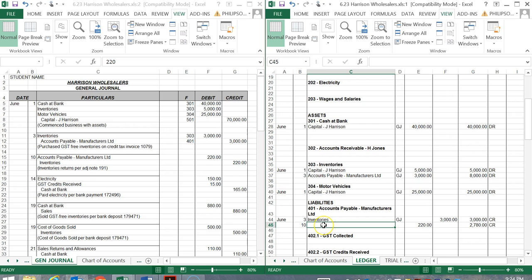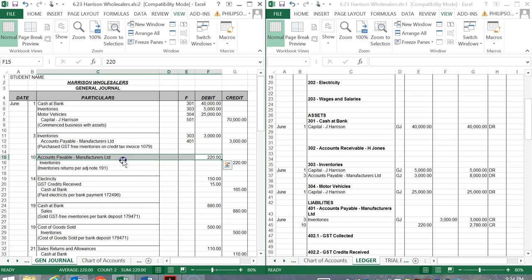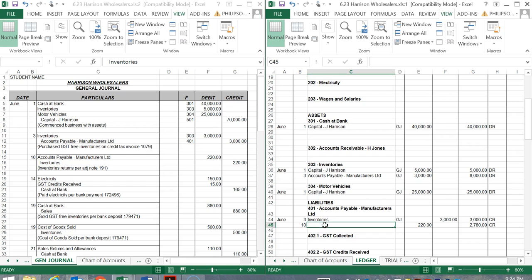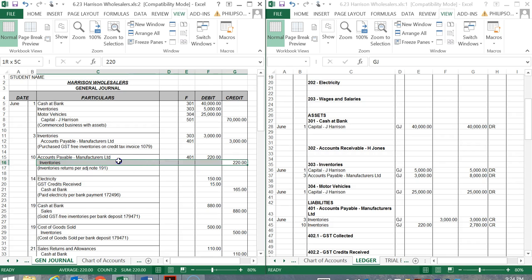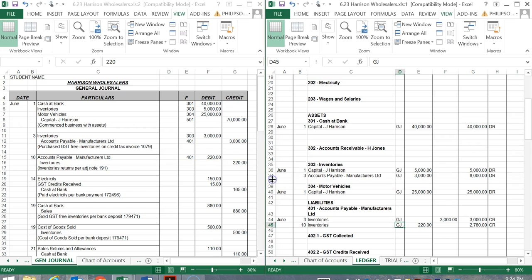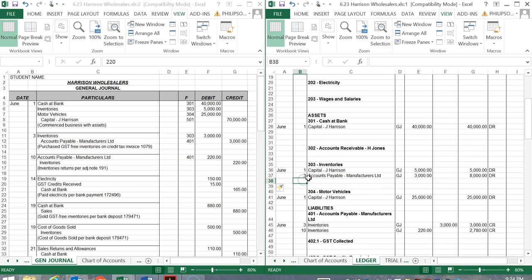Okie dokie. And our particulars, what's on the other side of the journal entry here. So that's inventories again. Our inventories account needs to go down. 220 credit to the inventories account. So we come to our inventories account, just going to insert a line. The date is the 10th. And the journal tells us 220 credit.